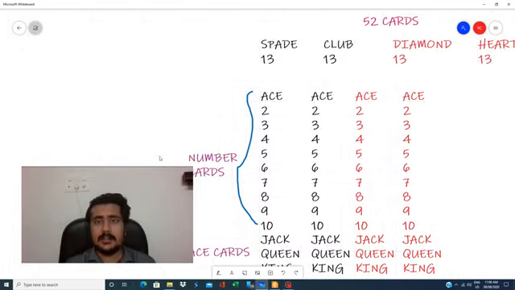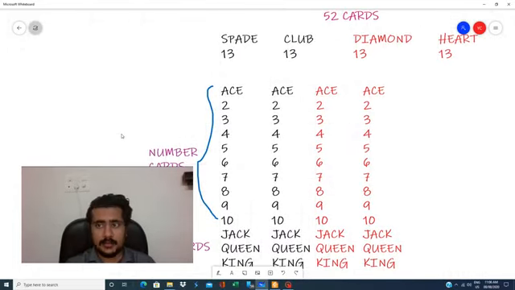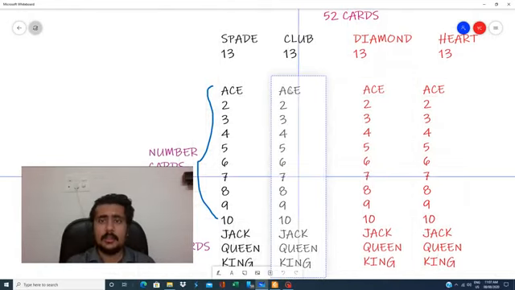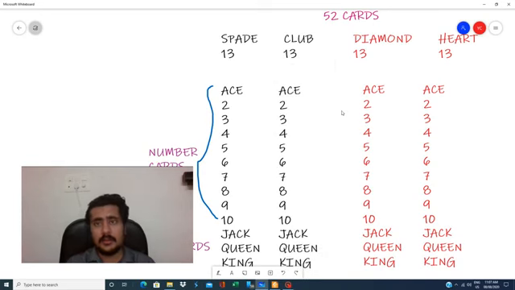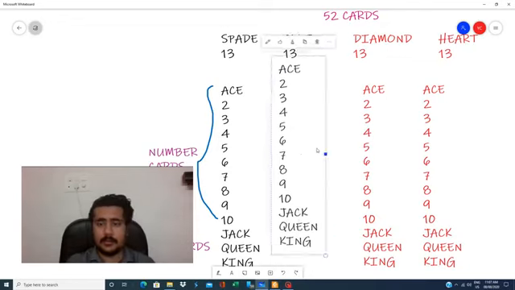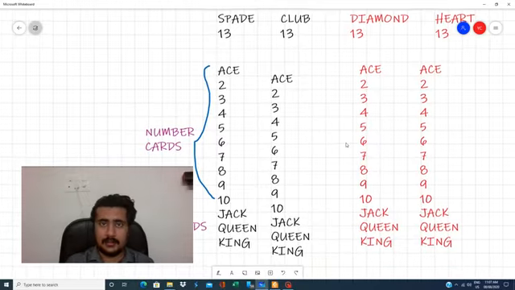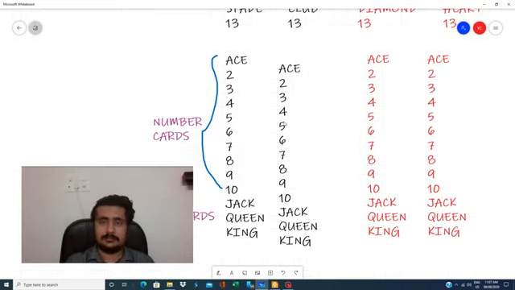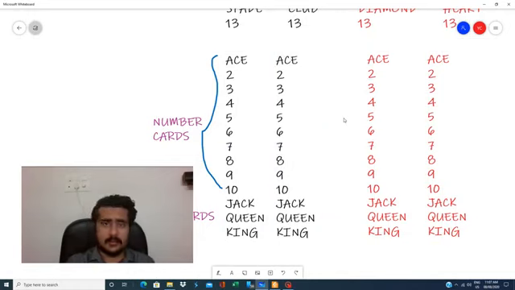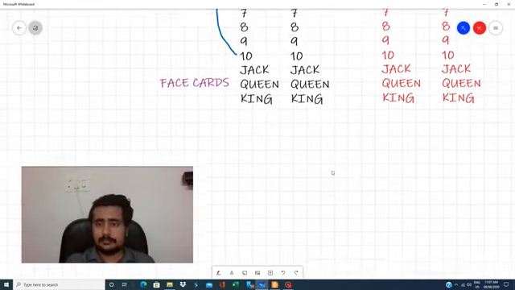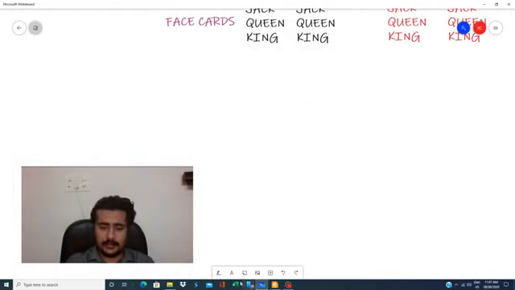These four patterns are known as four suits: spade, club, diamond, and heart. And as I told you, 26 cards are black in color and 26 cards are red in color. So this is the description, and you have to remember the names in this format. These are the names which will be given in the text. You might know them by the names in some local languages. So this was the brief.